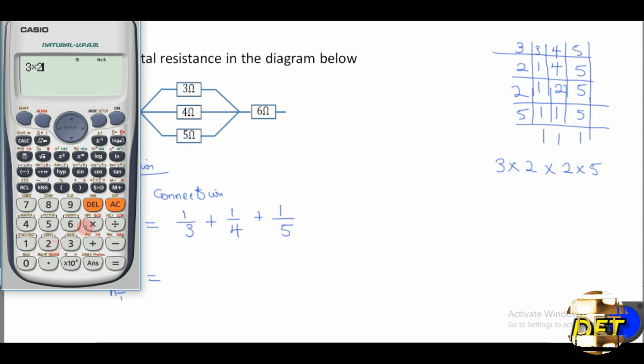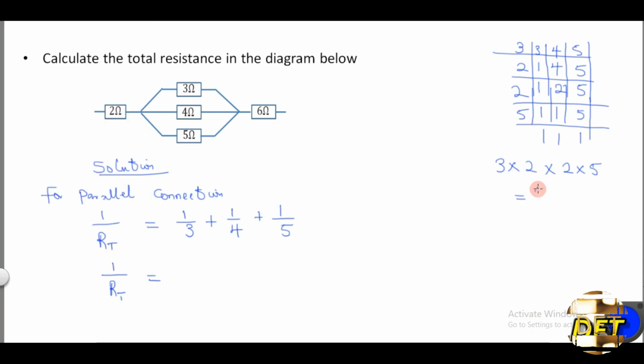3 times 2 times 2 times 5, that will be equal to 60. So the LCM is equal to 60. So I'll come here, write my bar here, write 60. So 60 divided by 3 will give me 20. 20 times 1 will give me 20, right? Plus 60 divided by 4 will give me 15. 15 times 1 is still 15.